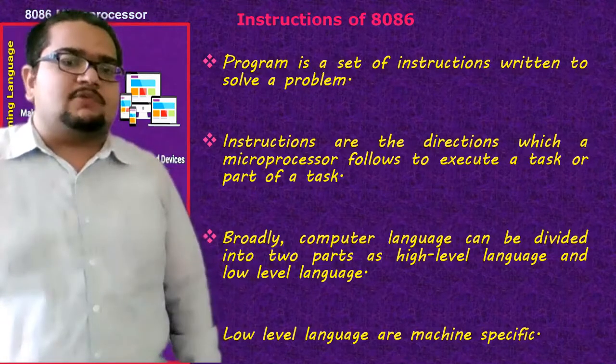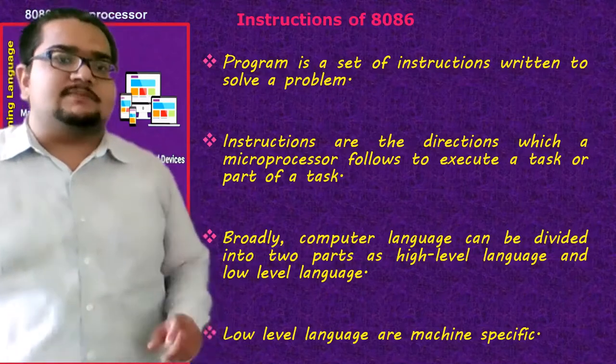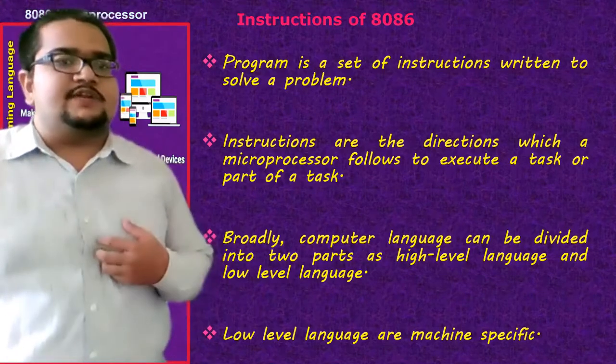We have already seen this one. There are higher level languages and there are low level languages. Among low level languages, the lowest level is machine language, which is zeros and ones, which is difficult for us to understand.